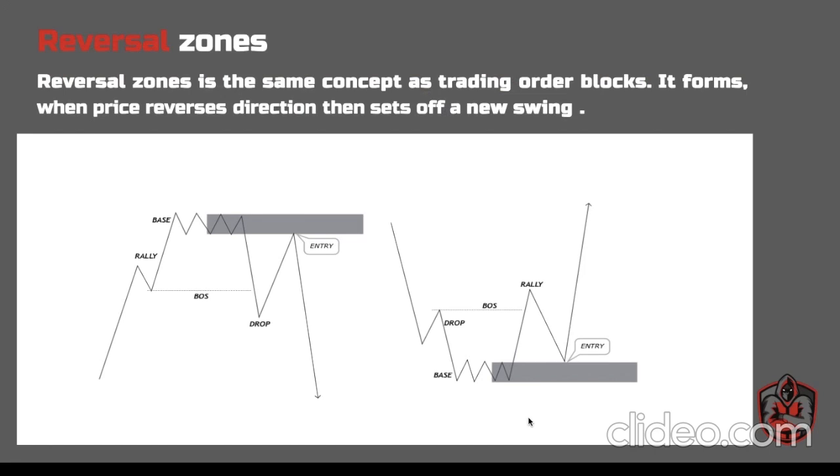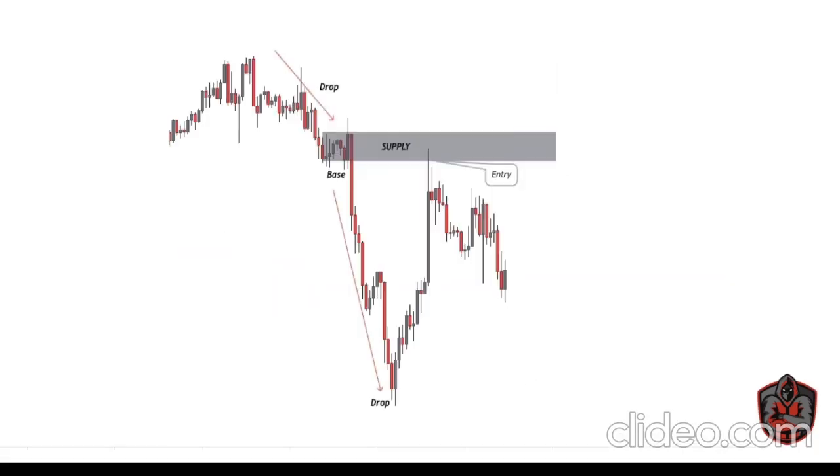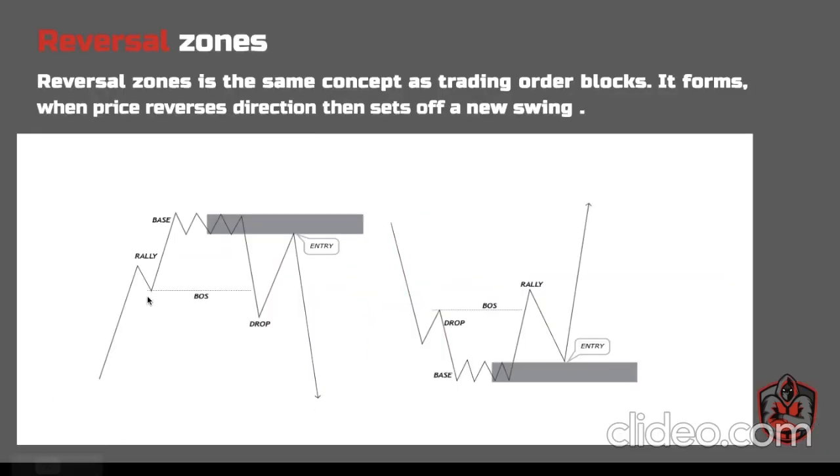Reversal zones is the same concept as trading order blocks. It literally forms when price reverses direction, then sets off a new swing. So if I go back to that slide, remember I was talking about the examples of reversal zones. Rally, base, drop, and drop, base, rally. Now look at this example here. We have a rally, right? Then we have a base. But then price doesn't create another rally. It creates a drop, right? And that drop broke structure. Now that would be a reversal, right? That's why we call them reversal zones.